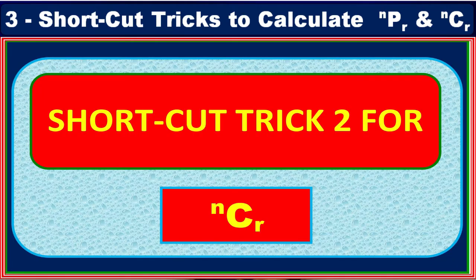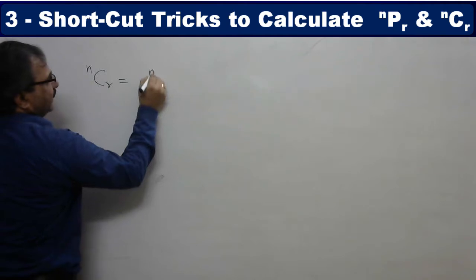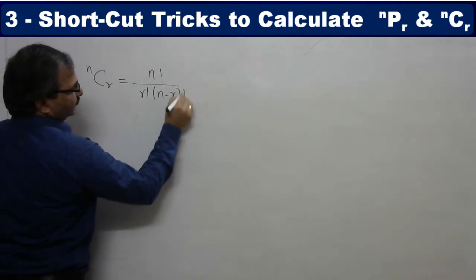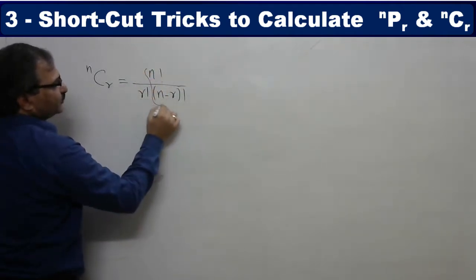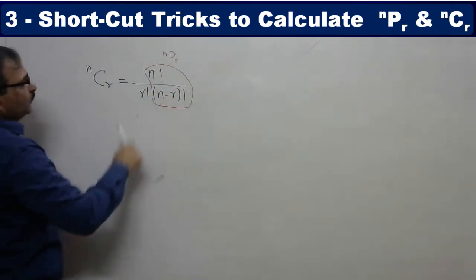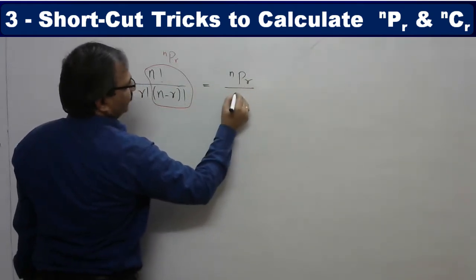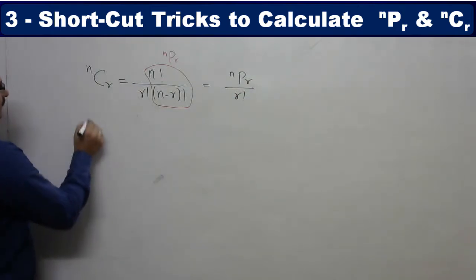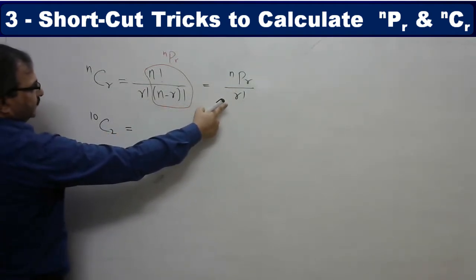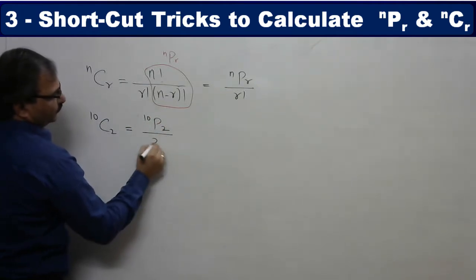Let us start with the first approach for nCr. The value of nCr is equal to n factorial upon r factorial into n minus r factorial. And children, this expression denotes nPr. So we can write nCr as nPr upon factorial r. So consider the examples. First take 10C2. According to this formula, this will be equal to 10P2 upon 2 factorial.